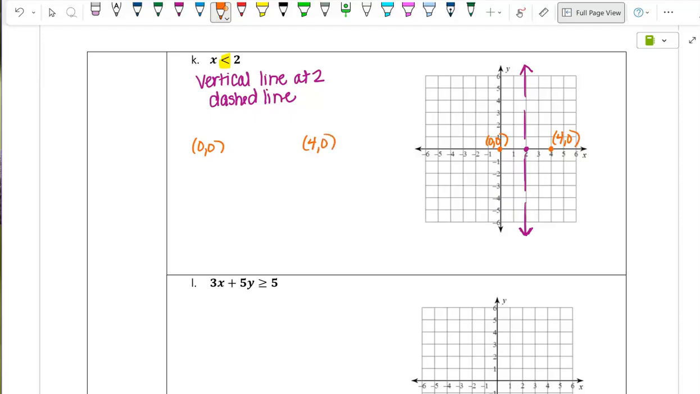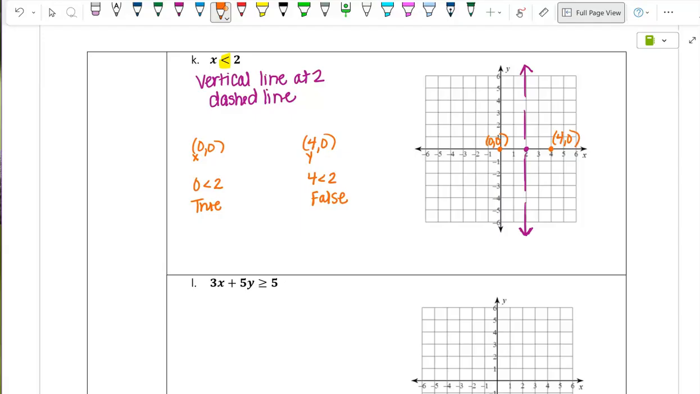And here again, I'm only concerned about the x coordinate because that's all that's in my inequality. So if I substitute in here, 0 is less than 2, that is true. Which means I expect the 4 to give me a false statement. 4 is less than 2, and that is false.